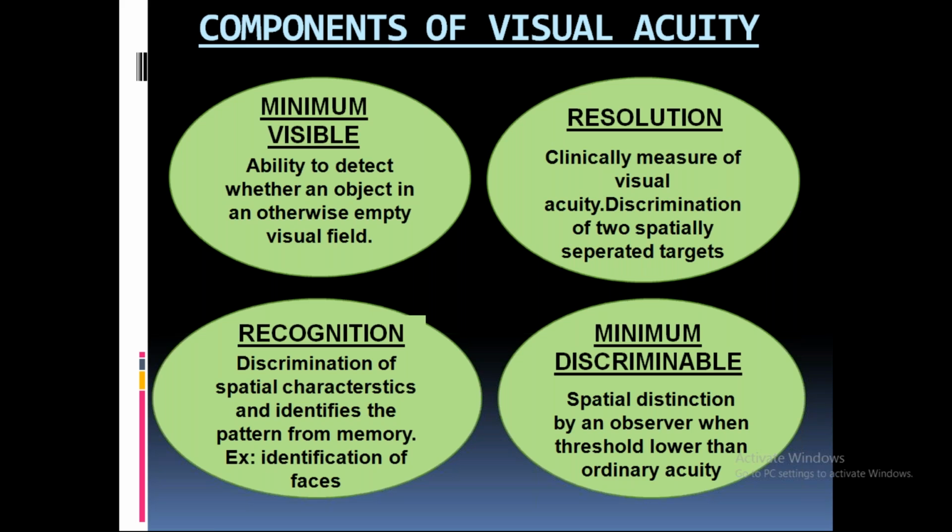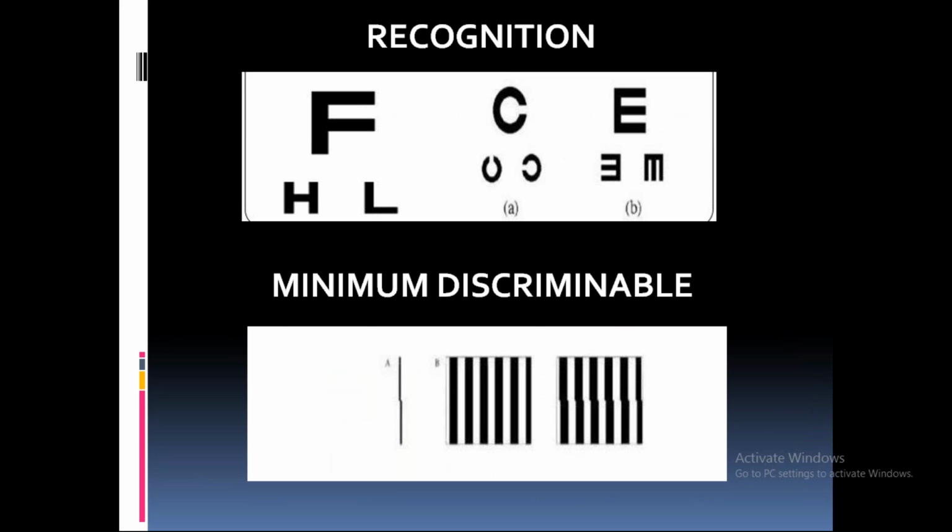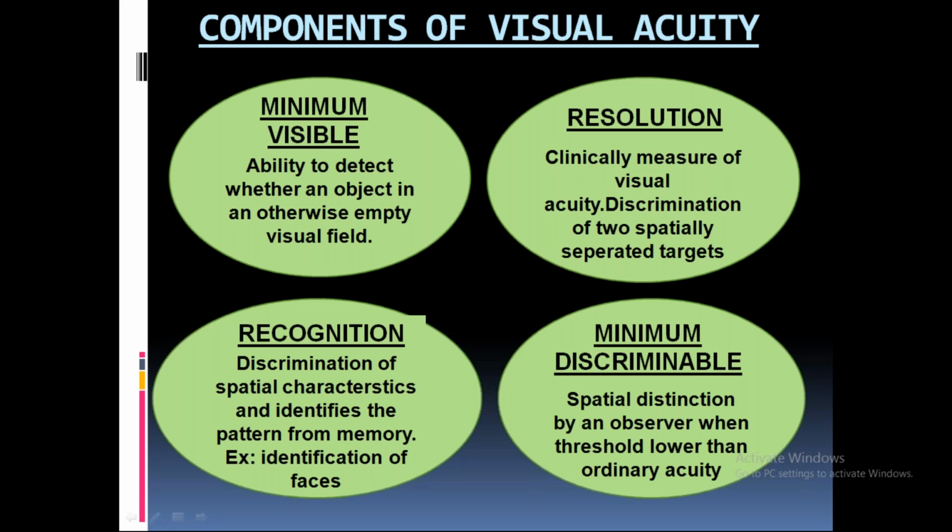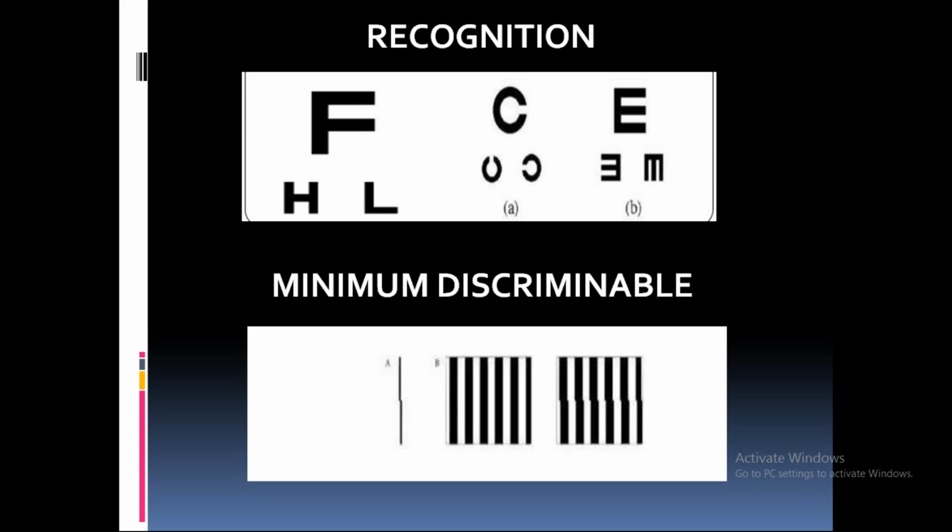Recognition is identification of faces, and of spatial characters, identifying the pattern from memory. These are the different patterns. This is an F pattern, this is a C pattern, this is an E pattern. This is the recognition of patterns. Identification of patterns or faces is called recognition. Minimum discriminable means spatial distinction by an observer when the threshold is lower than ordinary acuity.